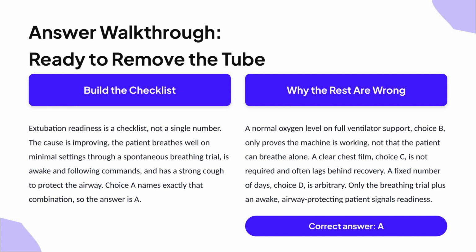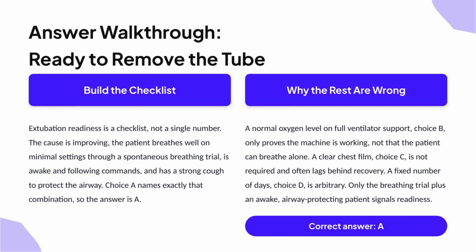Now, why are the rest wrong? A normal oxygen level while still on full ventilator support, choice B, only proves the machine is doing its job. It says nothing about whether the patient can breathe on their own. A perfectly clear chest film, choice C, is not required for removing the tube, and the film often lags well behind the patient's actual recovery. A fixed number of days on the ventilator, choice D, is arbitrary. There is no magic day count that makes someone ready. Only the spontaneous breathing trial, combined with an awake, airway-protecting patient, signals true readiness, so the correct answer is A.